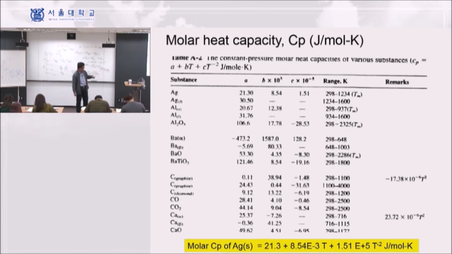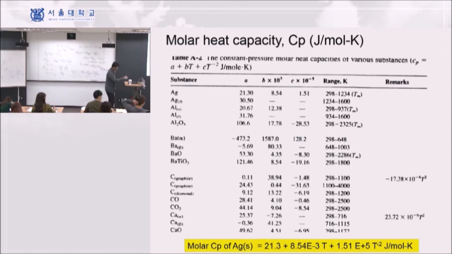So for graphite, the heat capacity is 0.01 plus 38.94 times 10 to the minus 3 times T, minus 1.48 times 10 to the 5 T to the minus 2, minus 17.38 times 10 to the minus 6 T squared. We need four terms. That's what it means, so we add an additional term here. This is how you have to read this kind of table.